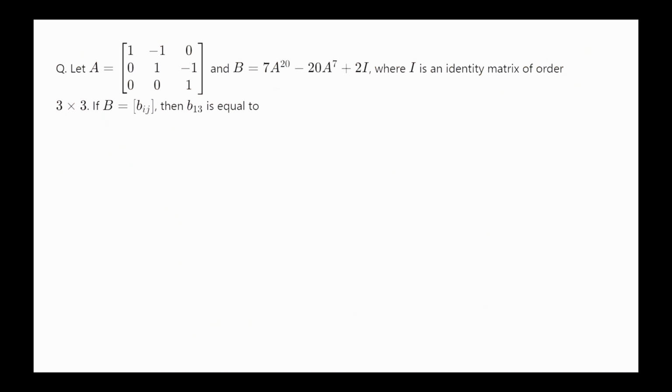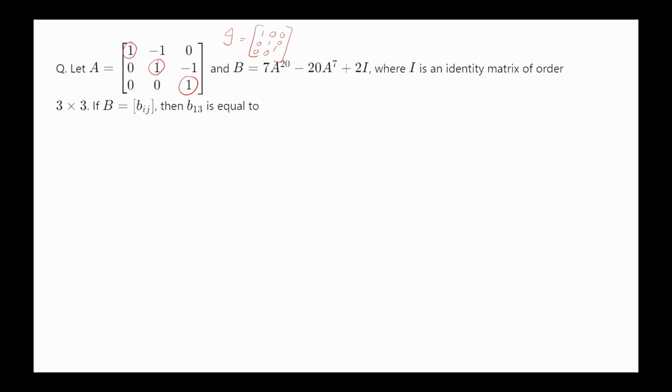Now let's look at this question. A is given to us. When you closely look at A, you can see 1, 1, 1, minus 1 and 0. So basically this is a combination of 1, 1, 1, which simplifies to our I. What is our I? 1, 1, 1, 0, 0, 0, 0, 0, 0. So you can see that A is a sum of I and some other matrix. Based on that, we'll try to solve this question.